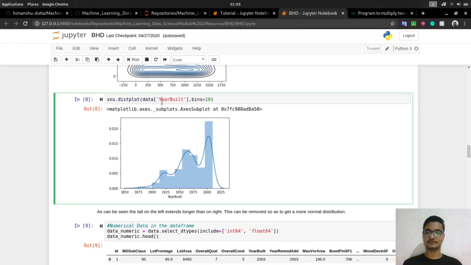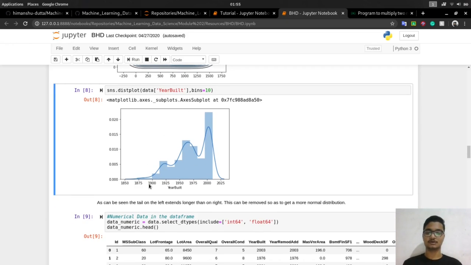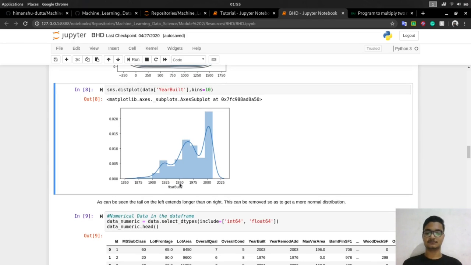Seaborn also provides a distribution plot. A distribution plot is basically how the data is distributed. For example, the houses that are built over the years. How many houses were built around 1850? Very few. How many houses were built around 2000? The most. So how many houses were built each year? It provides you with a distribution of when the data was maximum, meaning when the maximum number of houses were built, and when the minimum number of houses were built, and data like this you can visualize through a distribution plot. In this particular case, this represents the distribution of houses over the years they were built in.